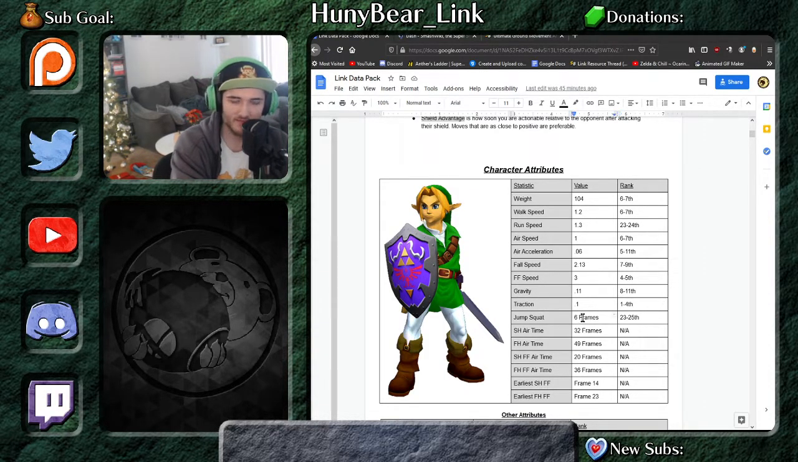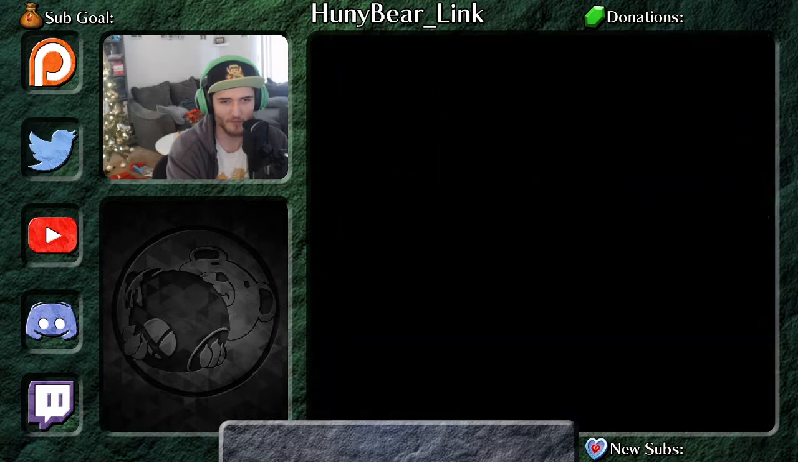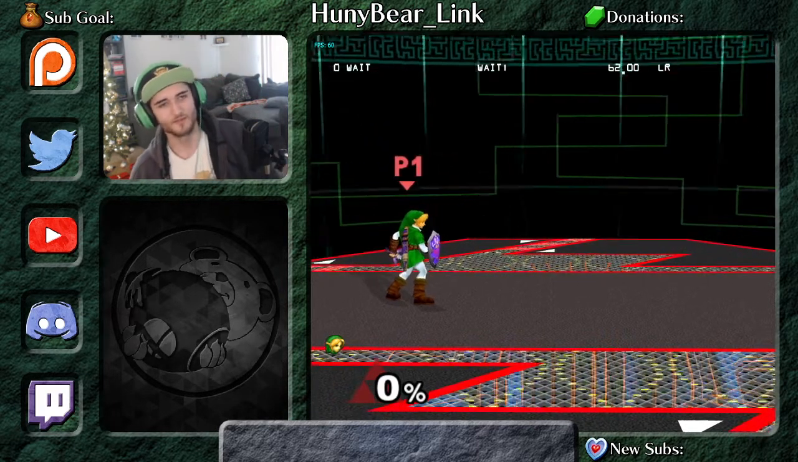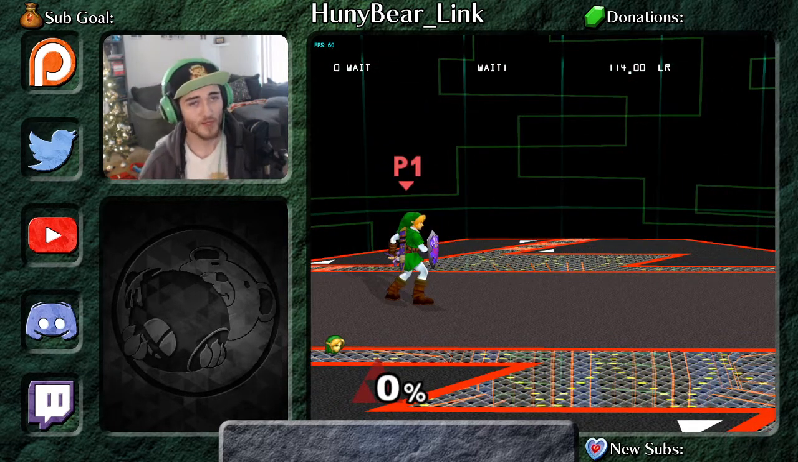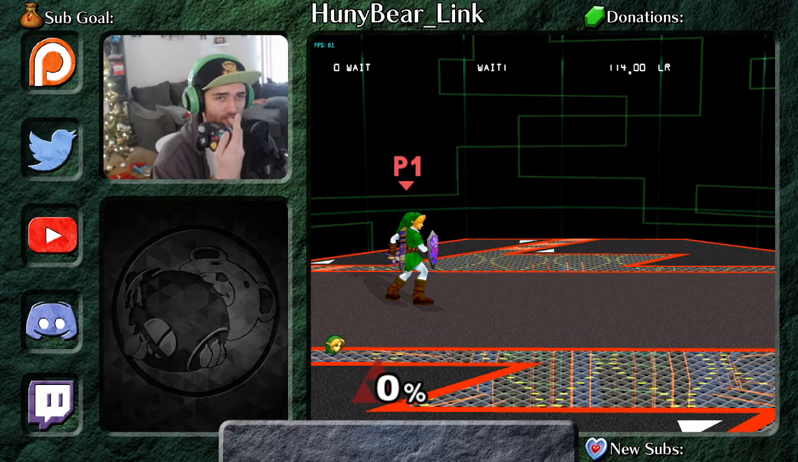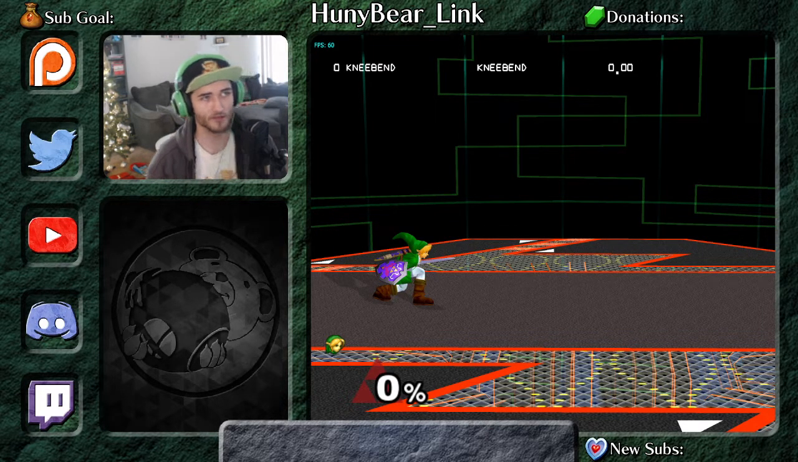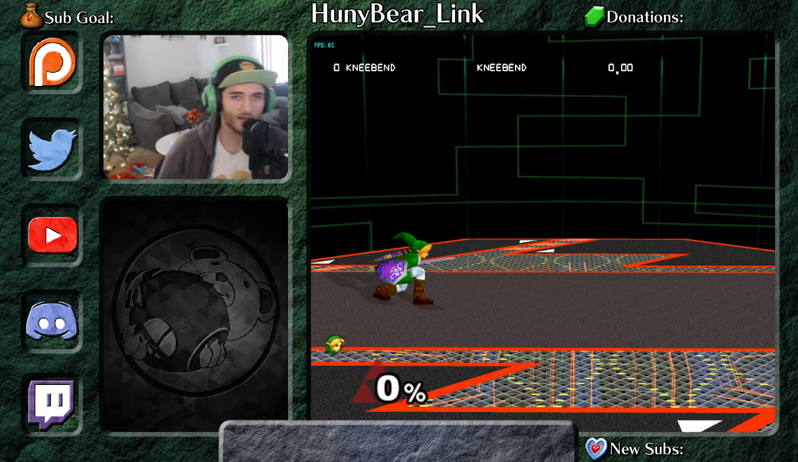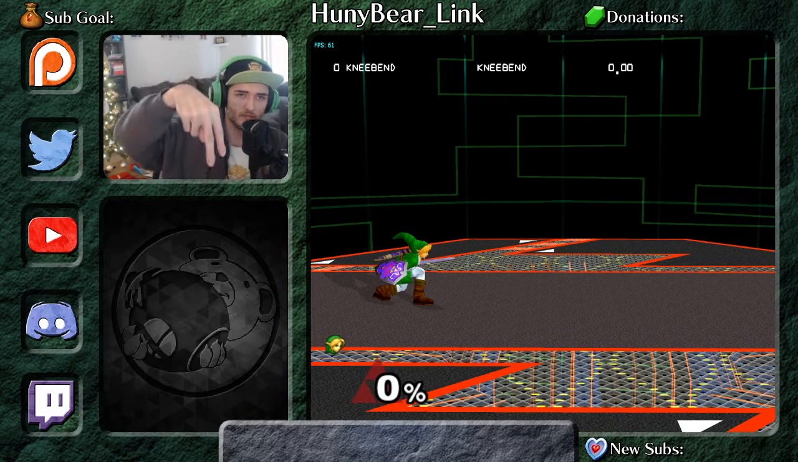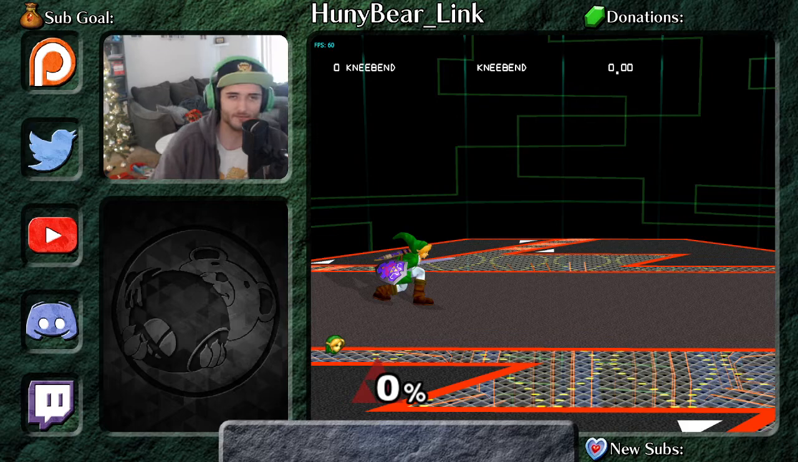Jump squat, 6 frames. So let's go over jump squat here for a minute. We're gonna open back the game. So when I input a jump, you're going to see that Link is going to go into this animation called knee bend. And when you bend your knees, just like how you normally jump, you have this little wind up first before you actually leave the ground. Otherwise, that'd be weird. You got to crouch down and get a little coil going, right?